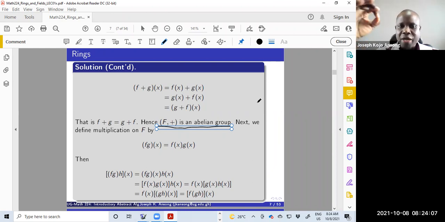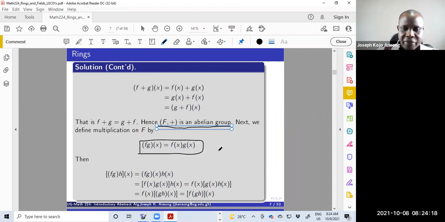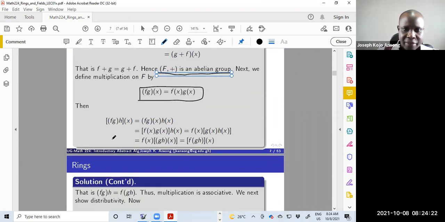The next is to show that there is multiplicative associativity. We defined multiplication by this. I've already shown this actually. Once we define it by that, then fg times h multiplied by x means I can distribute x here on h as well as on this product. I can rewrite it as this.